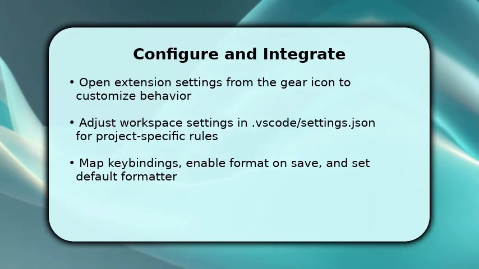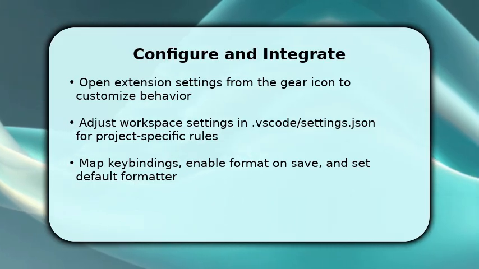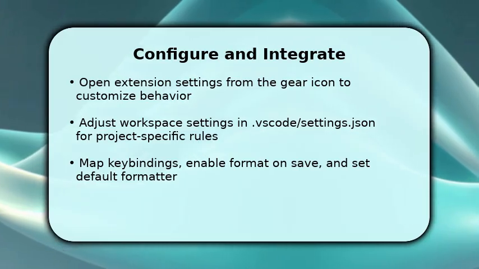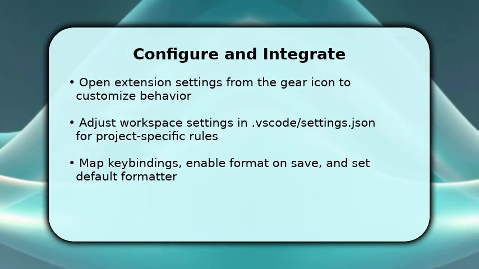Map key bindings for common commands and enable format on save while setting a default formatter to avoid race conditions. Also, integrate linters with your task runner or pre-commit hooks so automation enforces standards across the team.